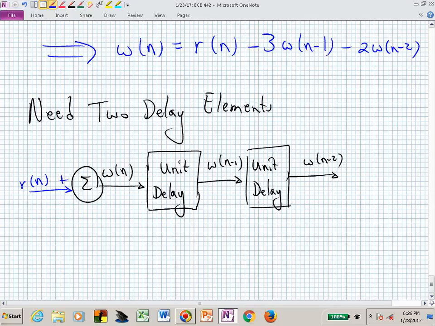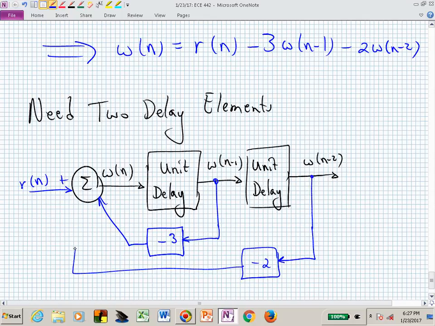Meaning, we now want to create W sub n. We need to take W sub n minus 1 and scale it with minus 3. We already have R of n, and we need to take minus 2 and use that to scale W of n minus 2. And we're basically finished with our block diagram. Somebody hands us a linear difference equation, you can now create an all delay block diagram. Not very difficult, was it?